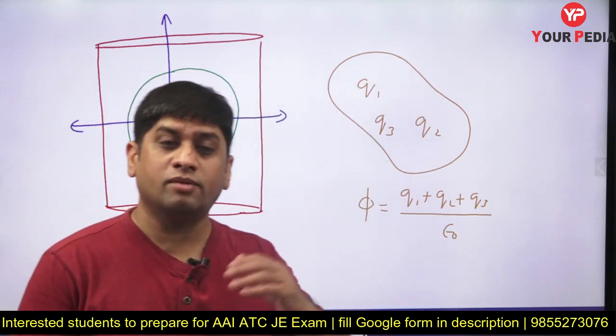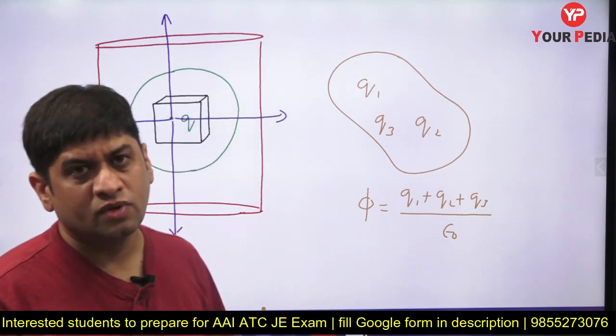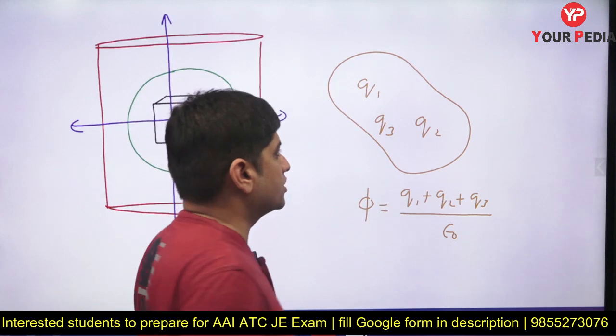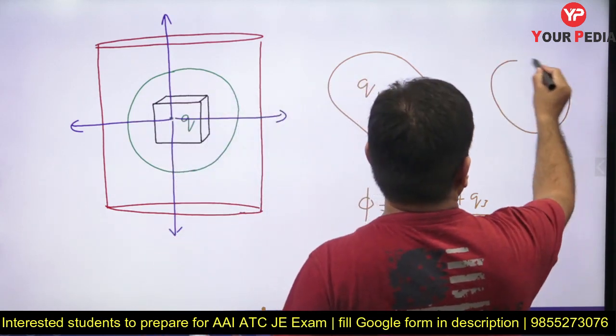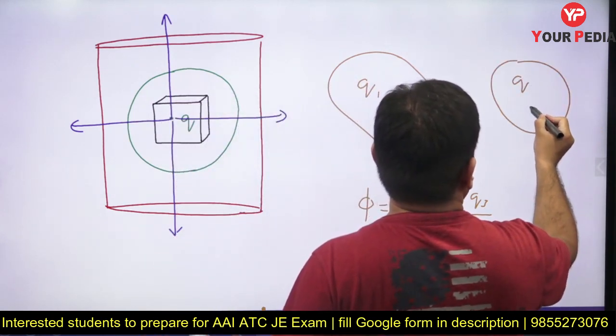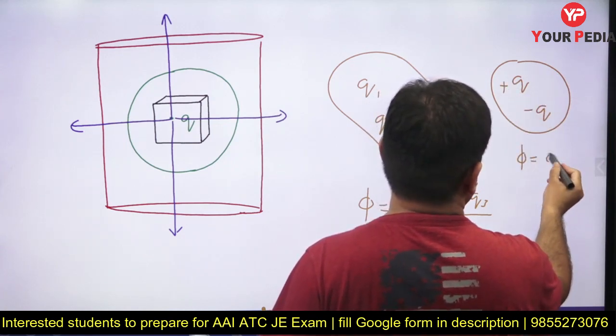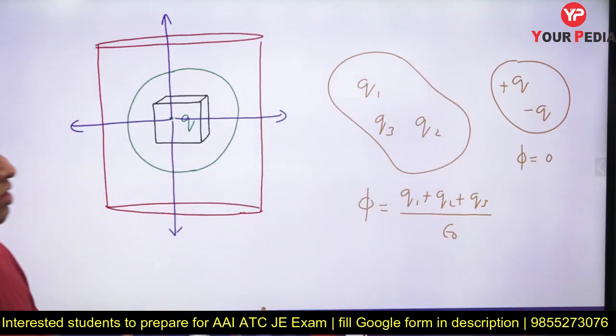But as you know, charge can be positive, charge can be negative also. If the charge is negative, you have to use the negative sign also. Let me give you an example. Suppose I give you charge Q and minus Q. Can you tell me what is the total electric flux in this case? Because total charge inside is 0, hence total flux in this case will also be 0.